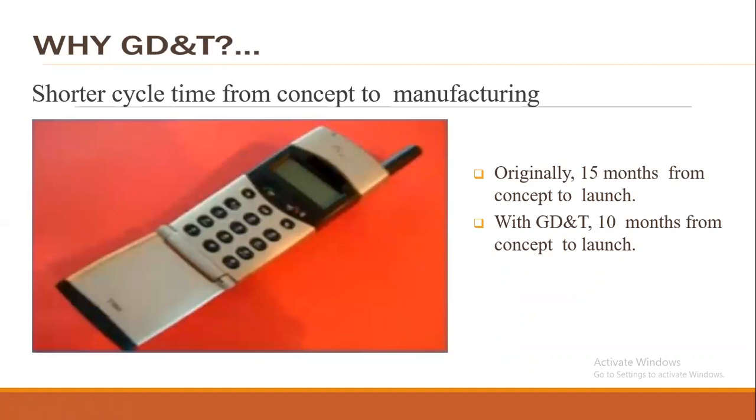So why do we require GD&T? Shorter cycle time from concept to manufacturing. Originally, for developing this model, we required 15 months. By using GD&T, now we get 10 months from concept to launch. So this is the advantage. You get a 5 months advantage, so that you can easily launch your part within a short time.